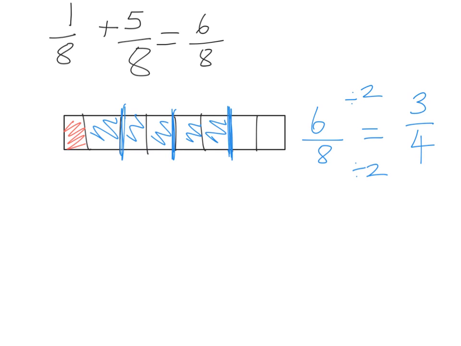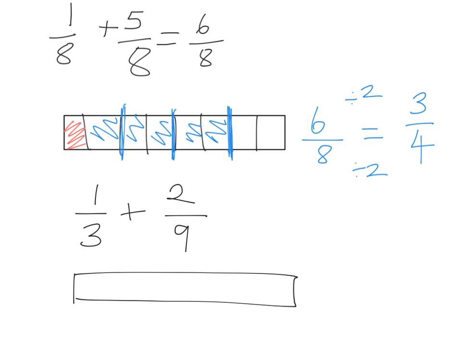So adding fractions seems to be quite easy, but don't be deceived, it can get a bit more tricky when the denominators are not the same. For example, let's say I had a third plus 2/9. So you think, oh great, bar, let's cut it into 3, and I'm going to shade one of them, that's a third. But now I've got a problem because I want 2/9, but these aren't ninths, these are thirds. So it doesn't work to add fractions if the denominators are different.